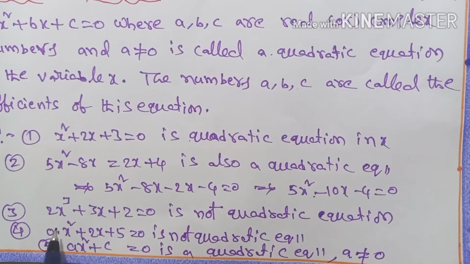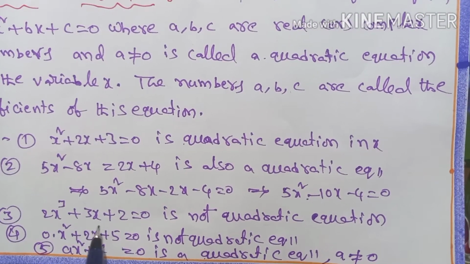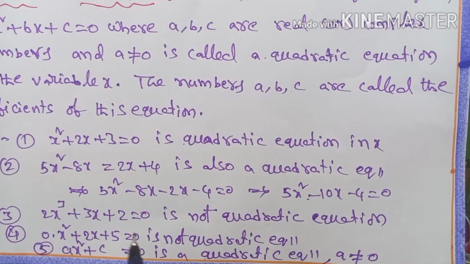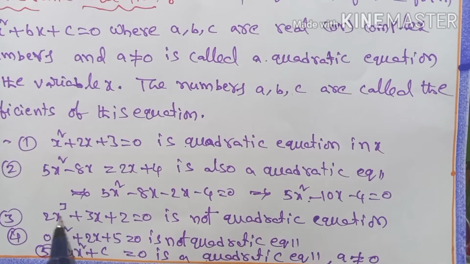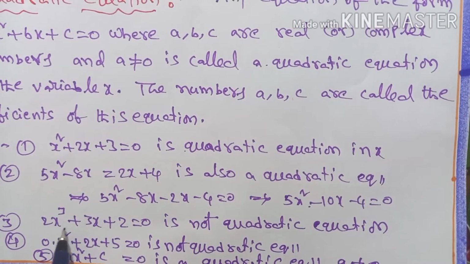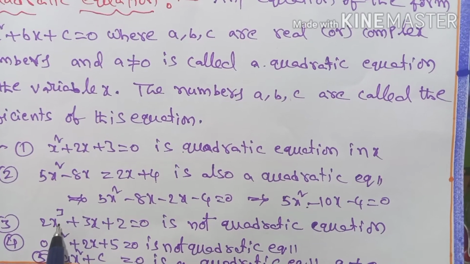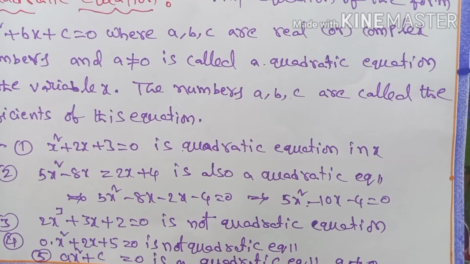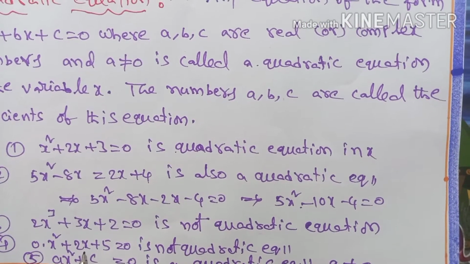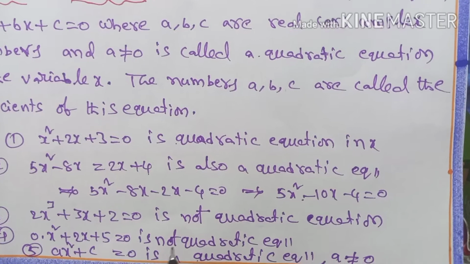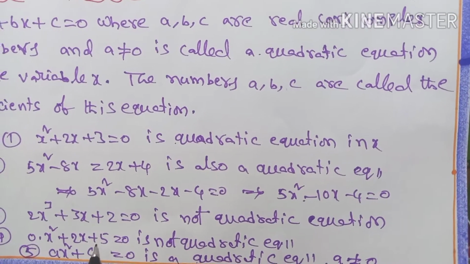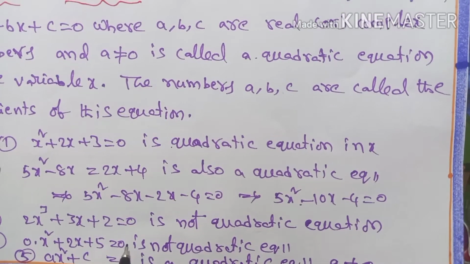Now third example, 2x cube plus 3x plus 2 equal to 0 is not a quadratic equation. Why? Because the coefficient of x square term is not there. Here degree of this equation is 3. This is a cubic equation, not a quadratic equation. Now fourth example, 0 into x square plus 2x plus 5 equal to 0 is not a quadratic equation because coefficient of x square equal to 0. It is a linear equation. 2x plus 5 is a linear equation.